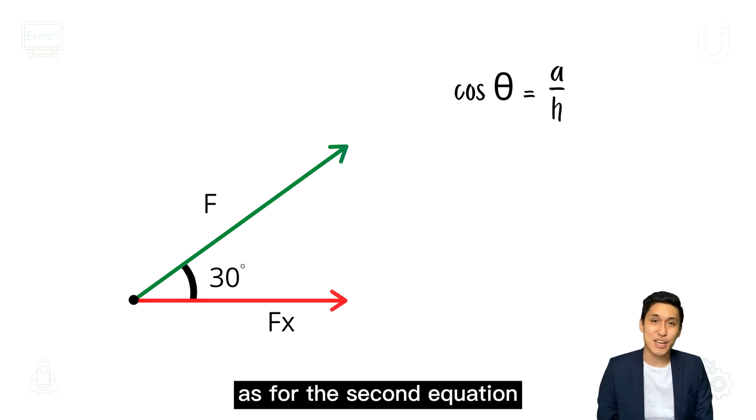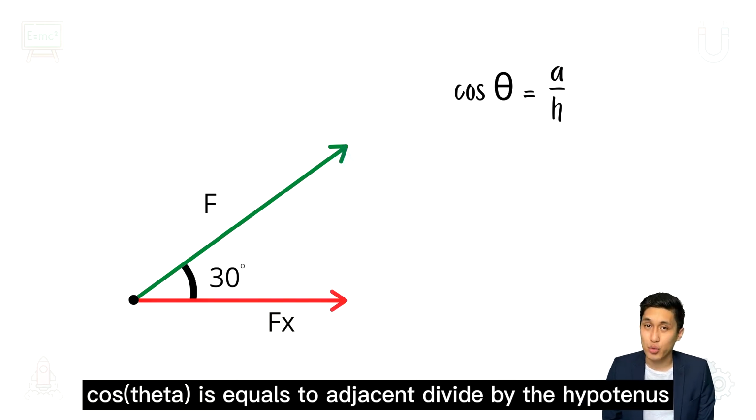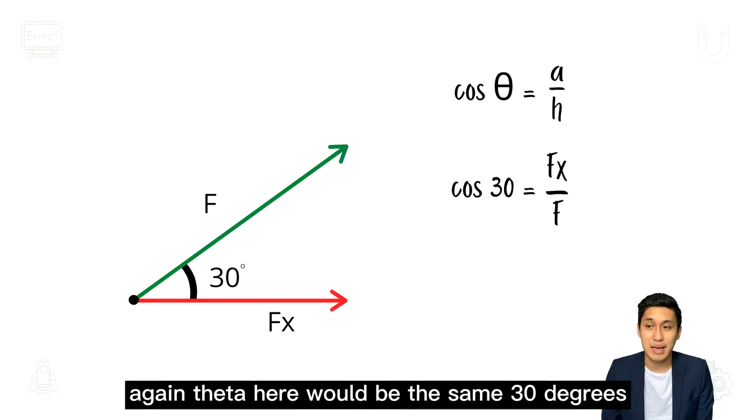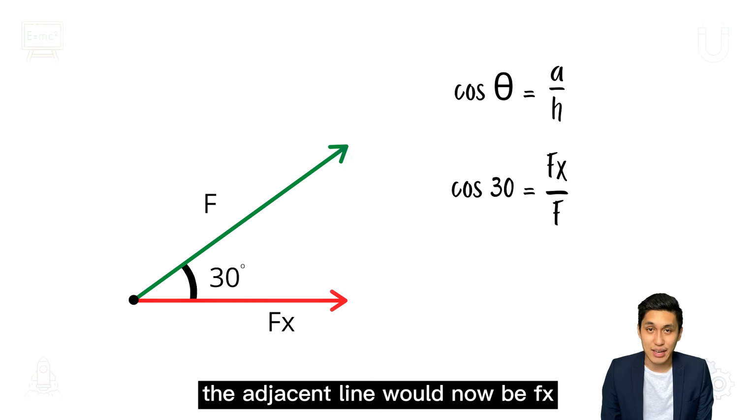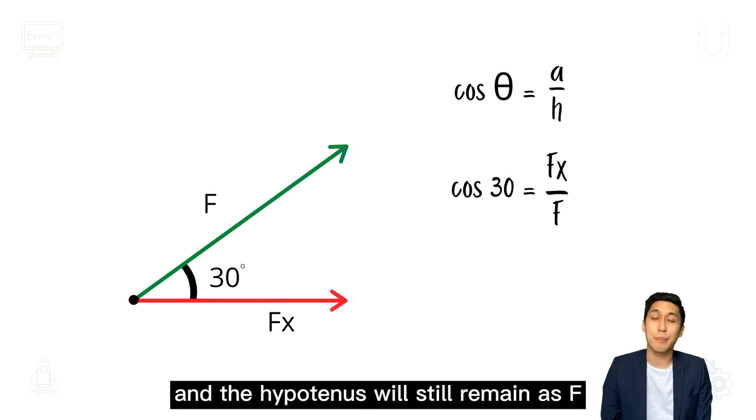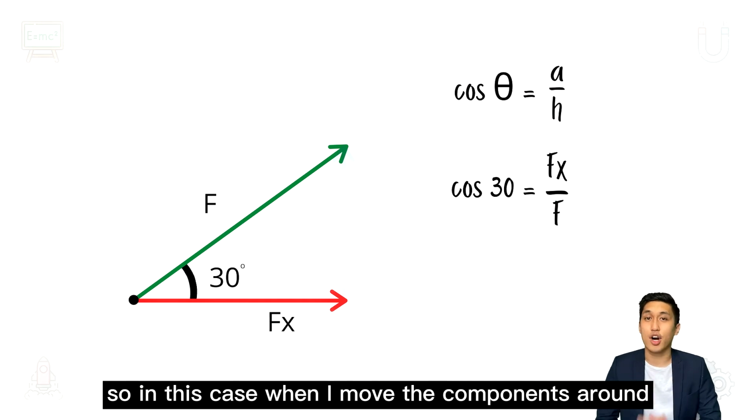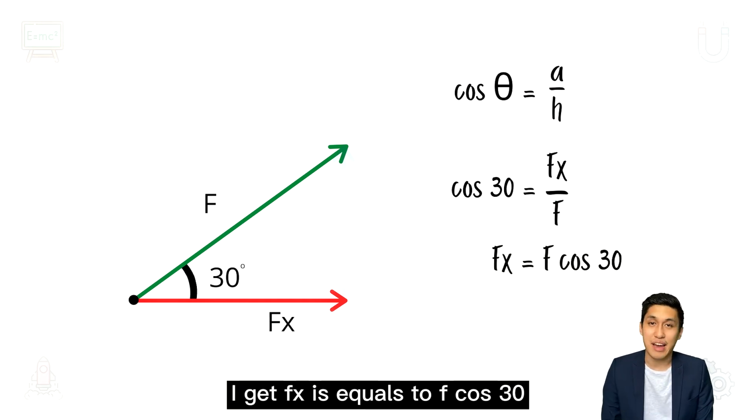As for the second equation, cos theta equals adjacent divided by the hypotenuse. Again, theta here would be the same 30 degrees. The adjacent line would now be Fx, and the hypotenuse will still remain as F. So in this case, when I move the components around, I get Fx equals F cos 30.